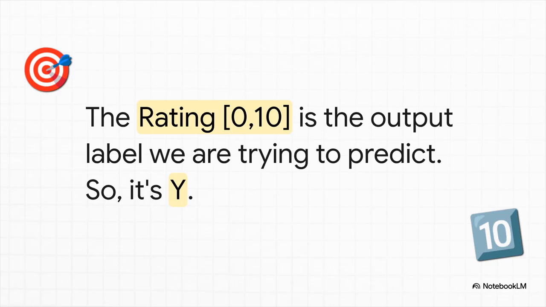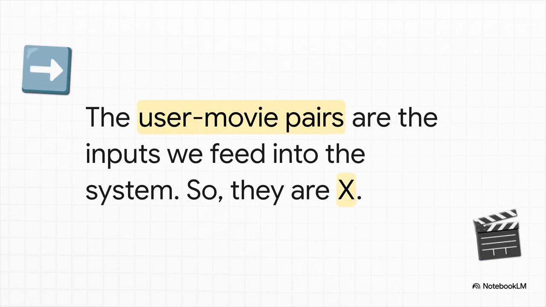First up, the rating from 0 to 10. That's the thing we're trying to predict, right? That makes it our output, or Y. Next, what about the user and movie pairs? Well, those are the specific questions we're asking. Like, what would this user rate this movie? That makes them our inputs, or X.